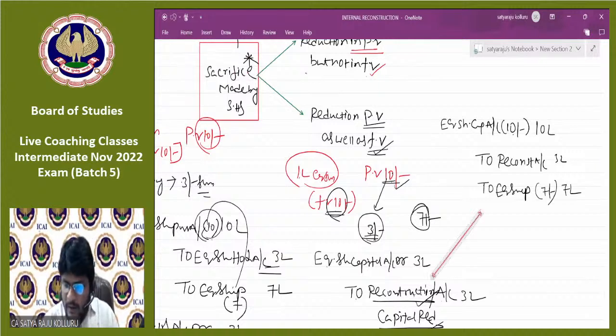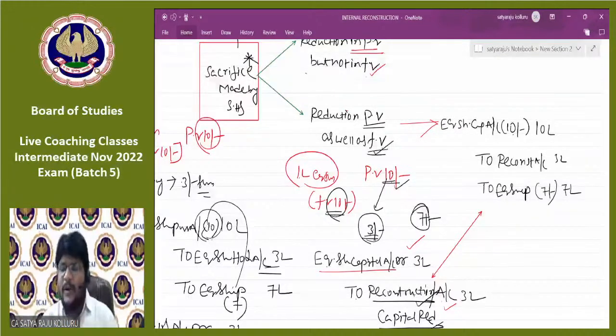Sir, what is the difference between this journal entry and this journal entry? How are these two journal entries different from each other? In this journal entry, we are not at all touching the face value. I am just reducing the paid up value and transferring the profit to capital reduction account or reconstruction account. But in this journal entry, there is a reduction in paid up value as well as face value. There is impact in face value as well as paid up value. That's why I'm touching the face value first. I'm canceling the entire equity share capital, 10 lakhs. Then I am issuing the new equity share capital of face value of 7 rupees each. The difference is the profit I transfer to the reconstruction account.